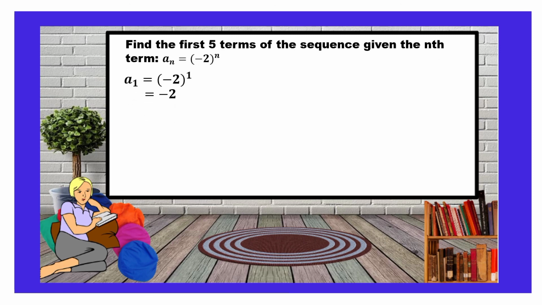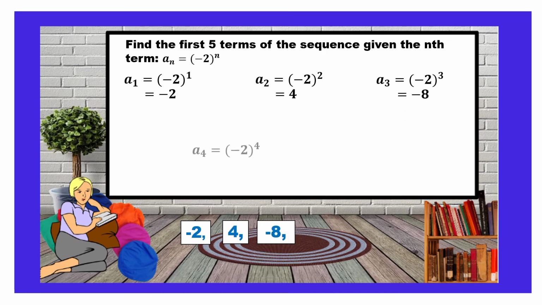Find the first 5 terms of the sequence a sub n equals negative 2 raised to n. So we have negative 2, 4, negative 8, 16, and negative 32.